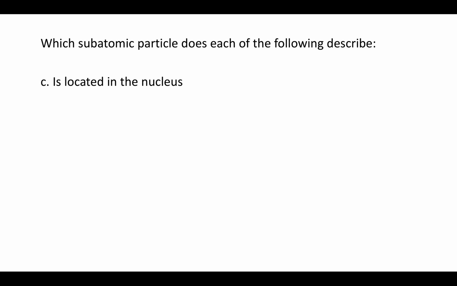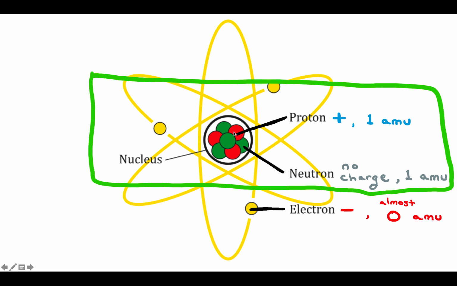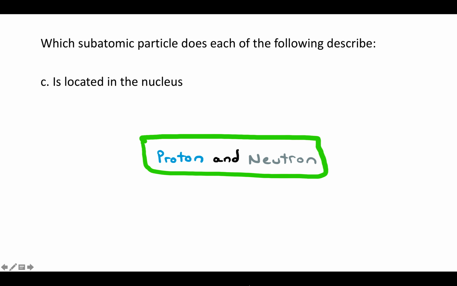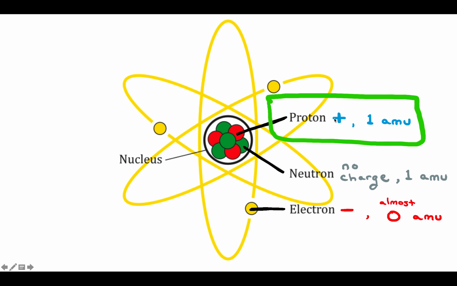Which one is located in the nucleus? Remember, the nucleus is the center part. So what's inside of there? Both the protons and neutrons of an atom. So both of those are inside of a nucleus. Which one has a charge of +1? The proton has +1. You can remember because P for proton and P for positive.